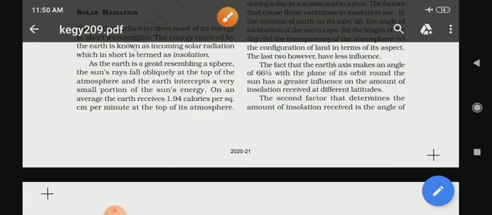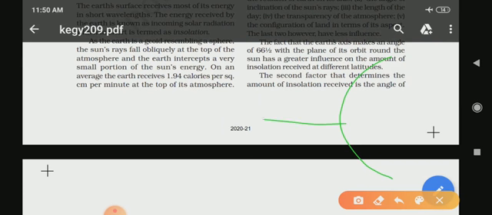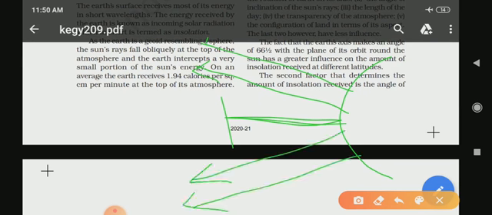Right. Now the next is configuration of land in terms of its aspects. So here students, this depends on the latitude of a place. Higher the latitude is, the less is the angle. The distance of vertical rays is always less than slant rays, because, students, you can see if the sun rays move vertically, it will be short. When sun rays move in a slant, it is longer, so you can see the distance of vertical rays is less than slant rays. Which we have already studied in the previous part.